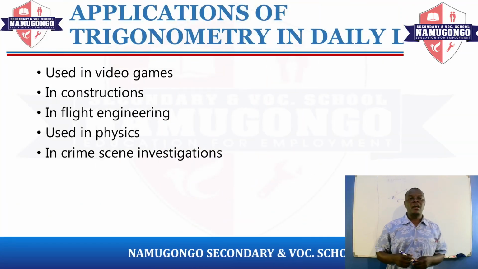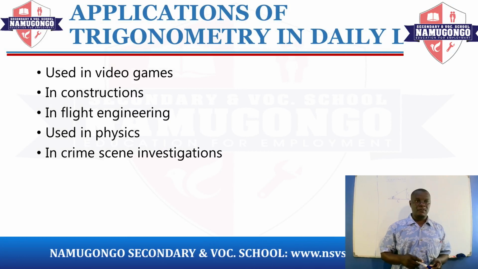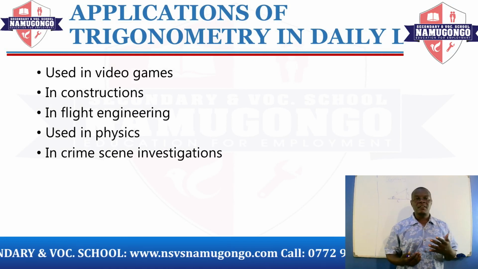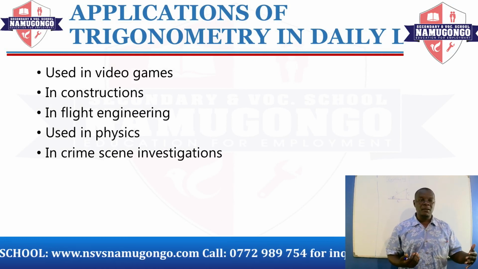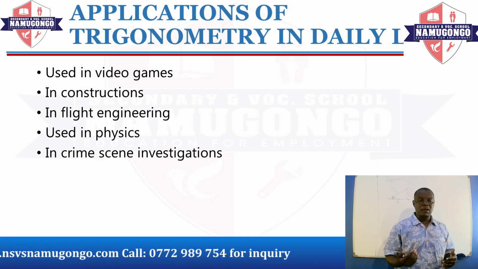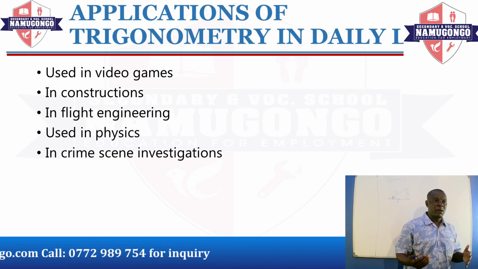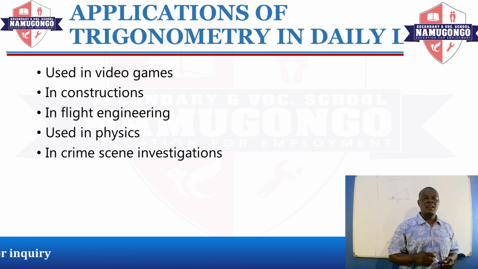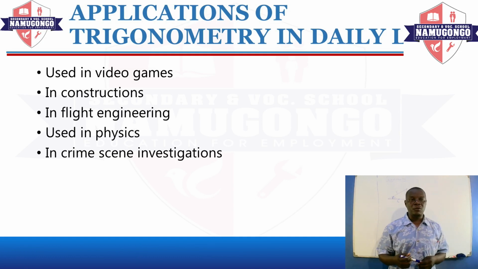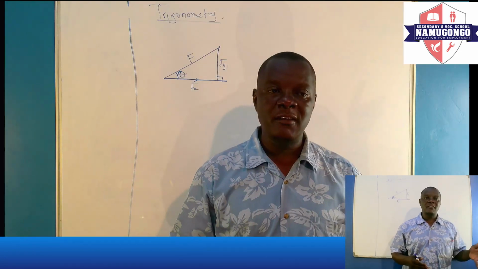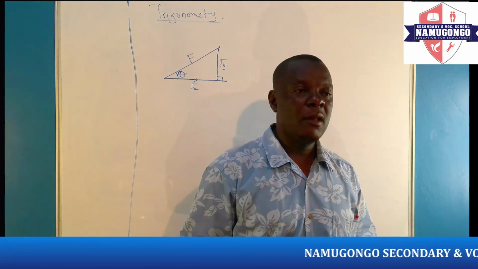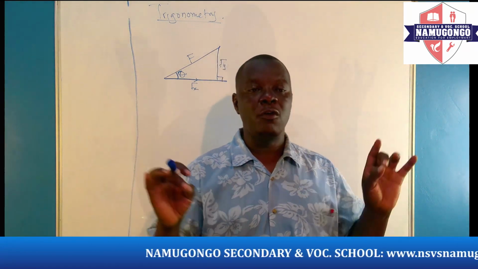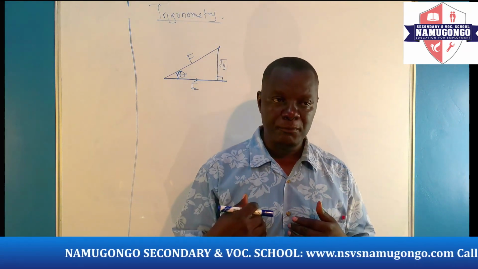The last one is in crime scene investigations. If a crime has been committed somewhere, crime investigators will come. You see them moving 2-3 steps. Then they do some measurements, 1 or 2 steps backwards, forwards. They go on moving and collecting information. In that process, they are using trigonometry because it involves length and angles. That is the first segment, applications of trigonometry in our daily lives.